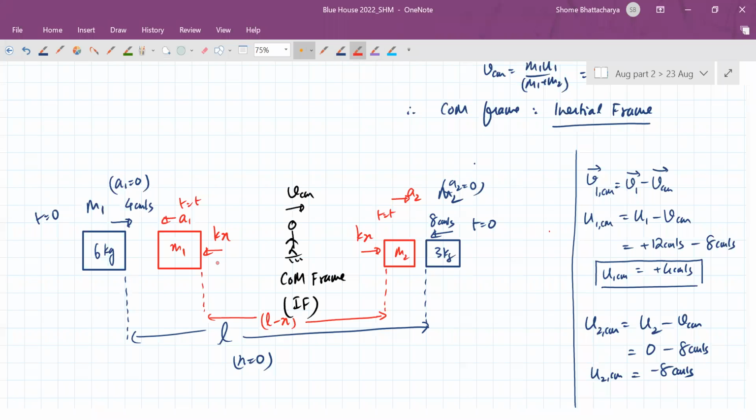Okay, so now let's say that this block's displacement from 0 to t has been this much. Okay, this block's displacement in this much, and this block's displacement has been this much.